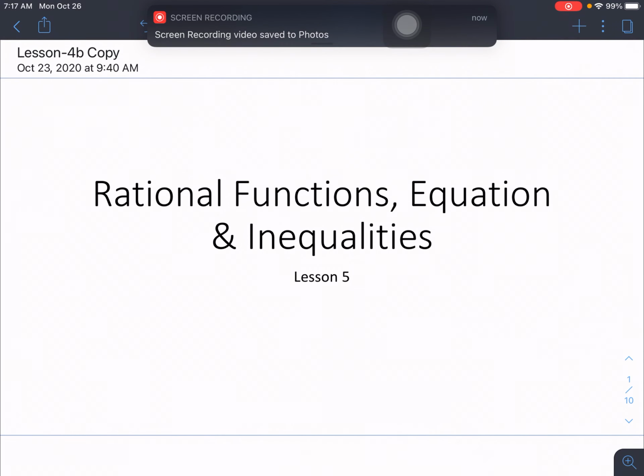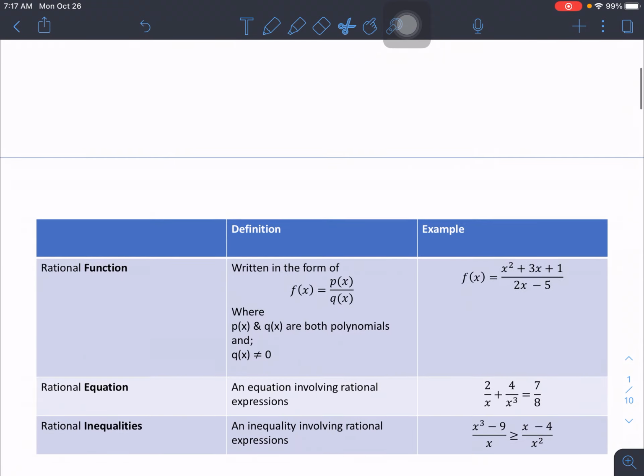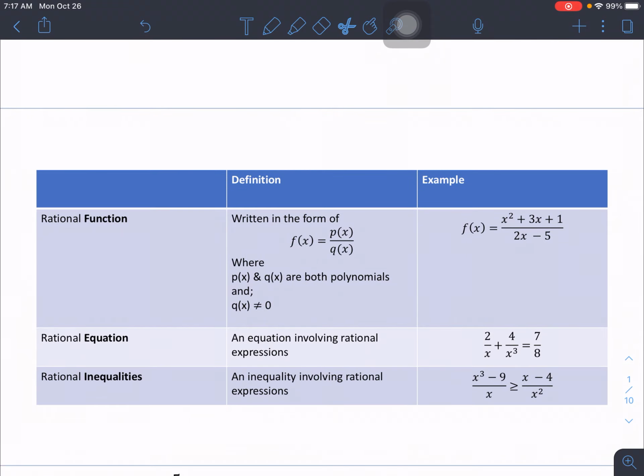Good morning, class. Today we'll be discussing rational functions, equations, and inequalities. Okay? So, after we learn how to identify if a certain expression is a rational expression, we would like to identify next if this rational expression is a function, equation, or inequalities.